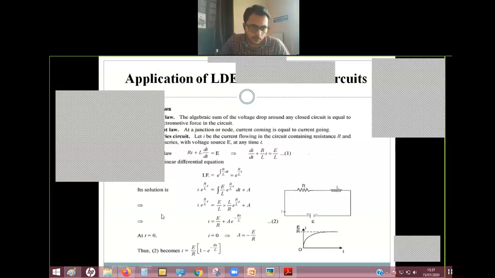So yes, we'll move ahead. At t is equal to 0, is some current flowing in the circuit? No, I is equal to 0. That's why if we put I is equal to 0, then at t is equal to 0, the e raised to minus Rt by L term will be 1, since e raised to 0 is 1. Now I is also 0, so only A is there, and A will be equal to minus E by R.